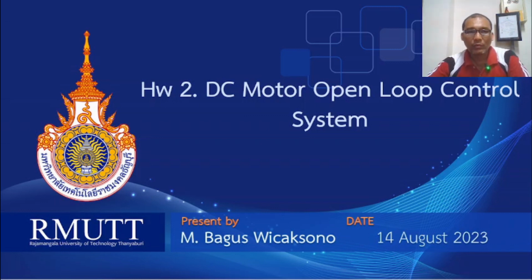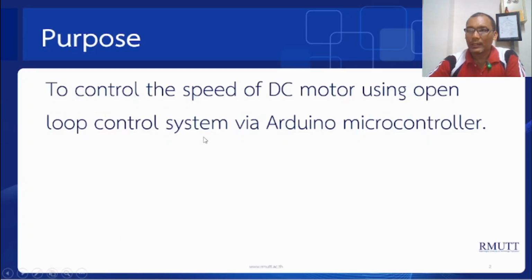In this video, I would like to explain about the DC motor open loop control system. So, the purpose of this video is to explain how to control the speed of a DC motor using an open loop control system via Arduino microcontroller.